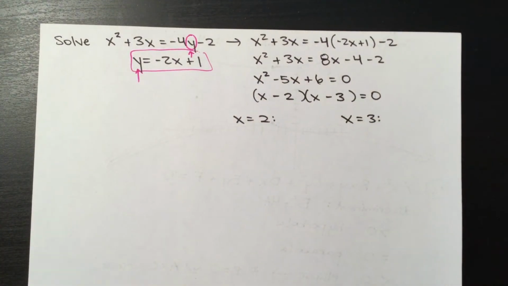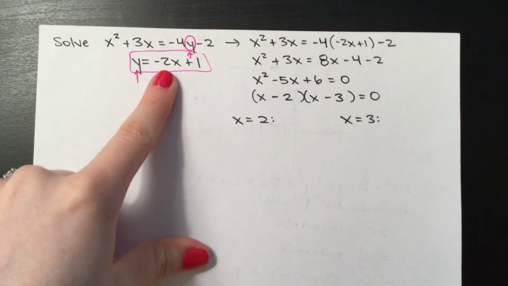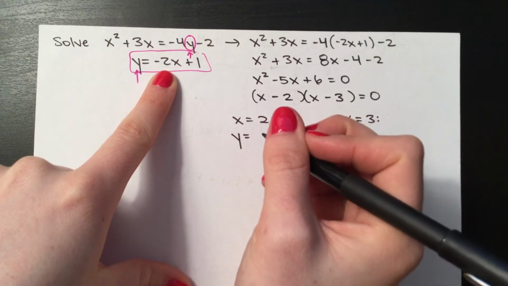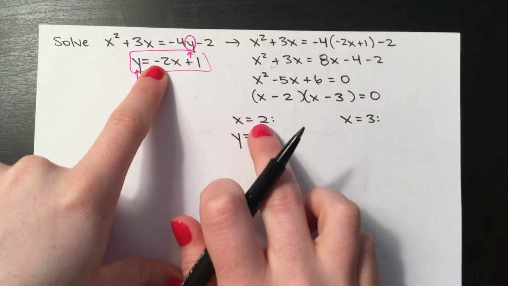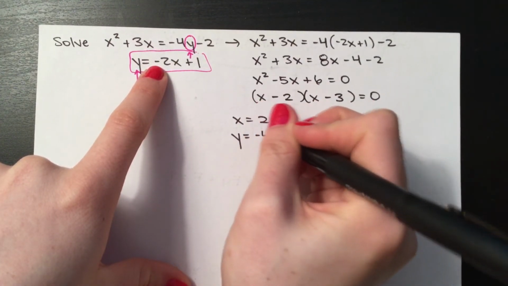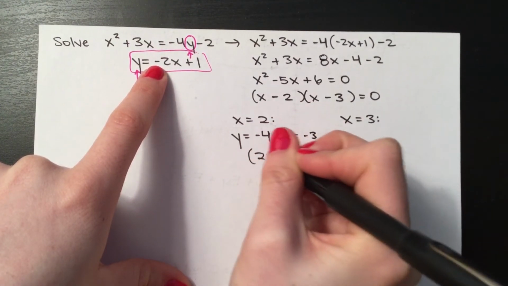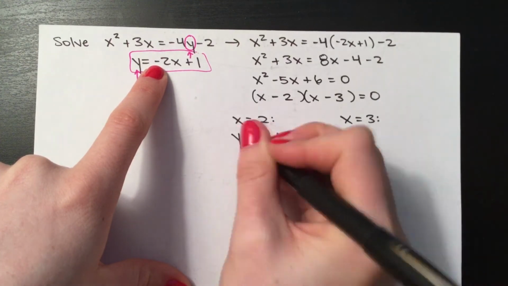So with substitution, this last step is actually super easy because notice this equation is already solved for y. So I can just plug in my x value. So I have y equals negative 2 times 2, which would be negative 4 plus 1. So that gives me negative 3. So my first ordered pair would be 2 for x, negative 3 for y.